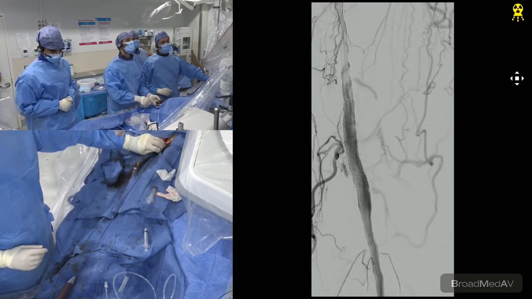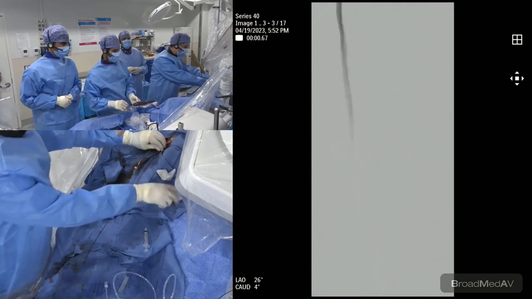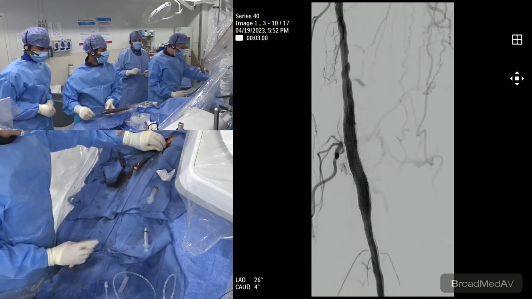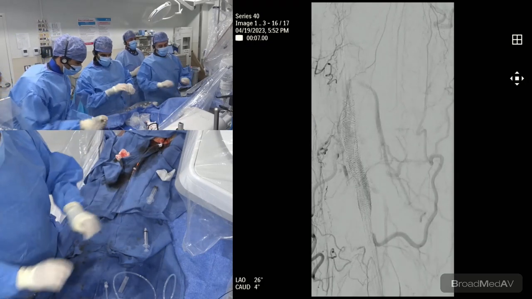So you can see the Supera looks beautiful. Look at that. Just absolutely gorgeous. He blew it out of the water as he usually does. So now we're going to go ahead and put a pressure wire down. We're going to flush this. Guys, flush it.